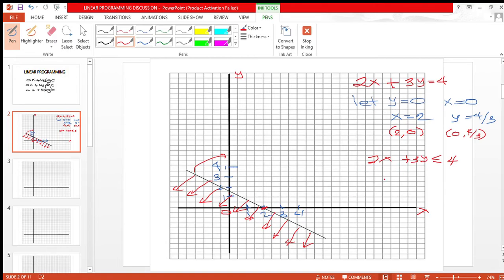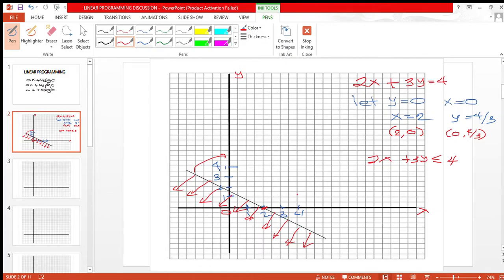Now, if you would like to check if your inequality is correct, you can get an arbitrary point here. So let's say I take the origin. Isn't it that the origin is 0, 0? X is 0, y is 0. Is 0 less than or equal to 4? The answer is yes, meaning our graph is correct.